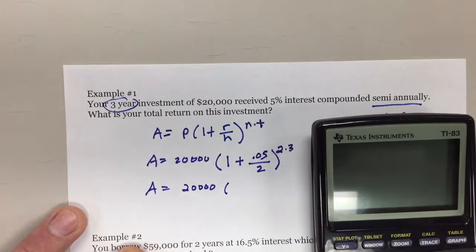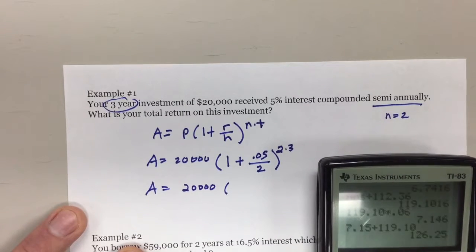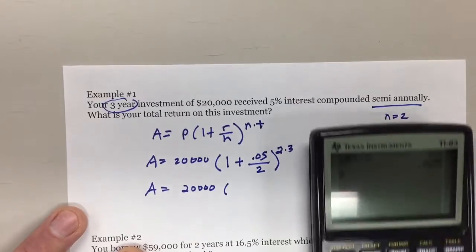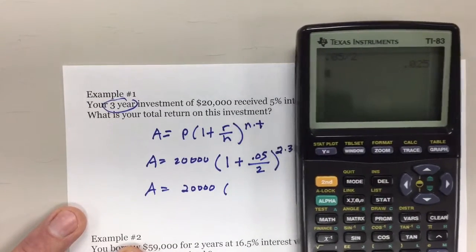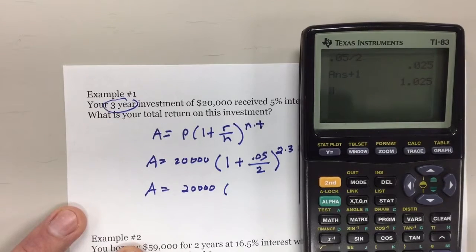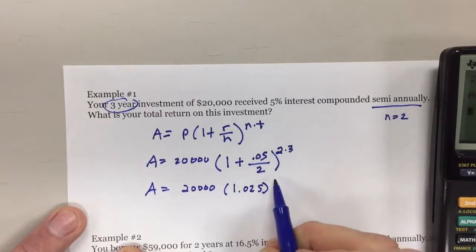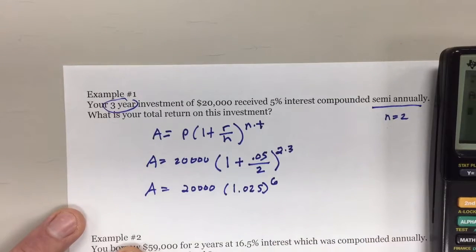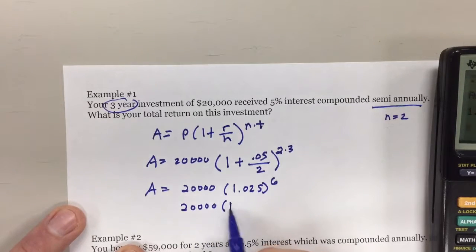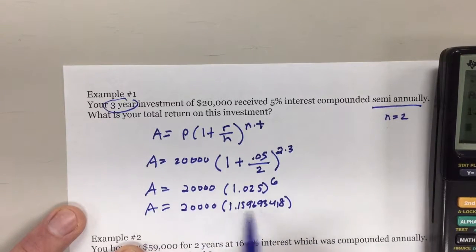So inside the parentheses, I would divide first, 0.05 divided by 2. Add 1 to that, and I get 1.025. And then 2 times 3 is 6. Now I'd have to do the exponent next. So I would do 1.025 to the 6th power. And that's a pretty long decimal. You can just leave that in your calculator. And then just hit multiply by 20,000.